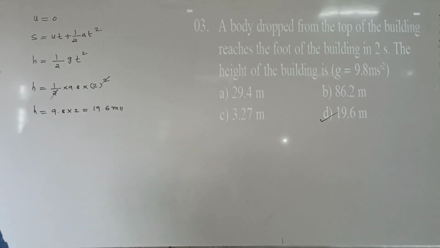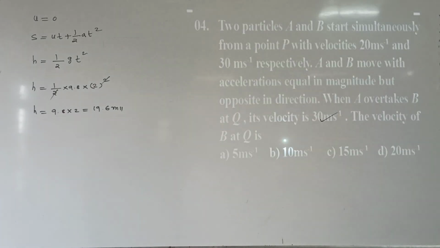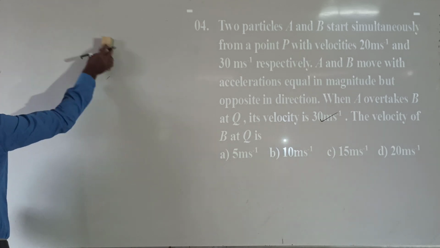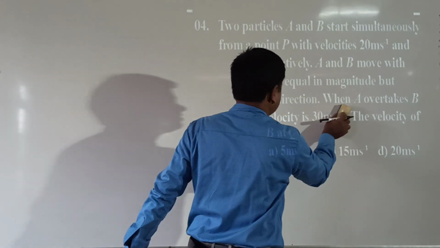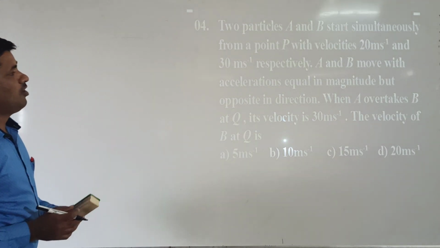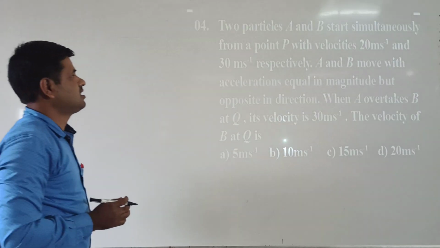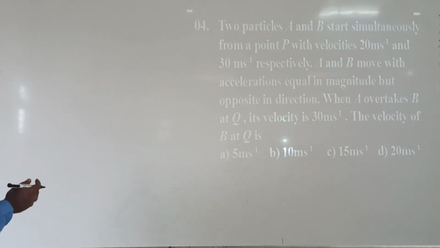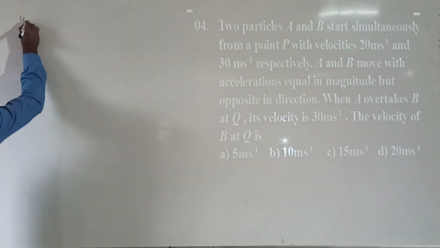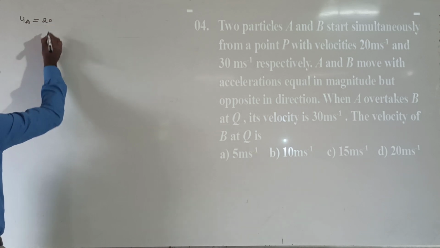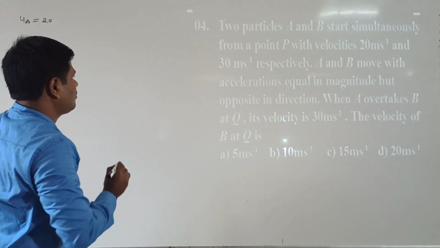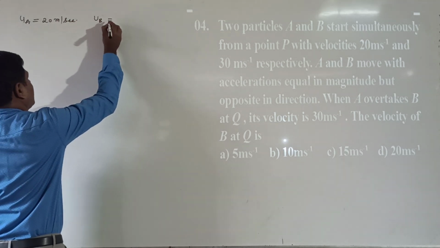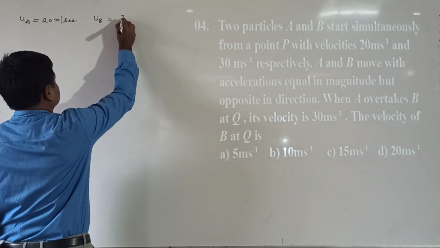Next we go to the fourth question. What is the fourth question? Now listen here. Two particles A and B start simultaneously from a point P with velocities 20 meter per second and 30 meter per second. The two particle velocities are given. UA is equal to 20 meter per second. Next, the second particle's initial velocity is given as 30 meter per second.